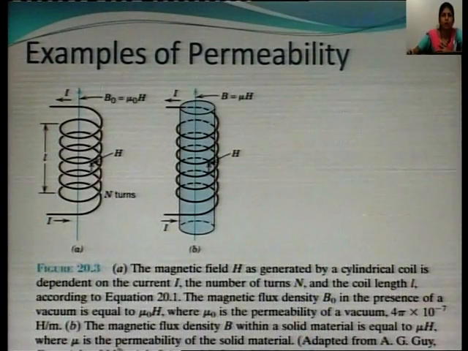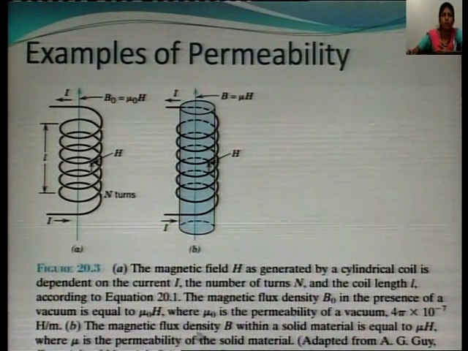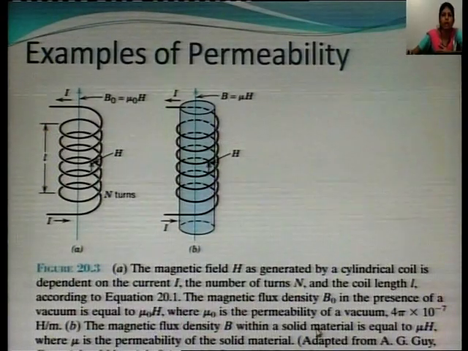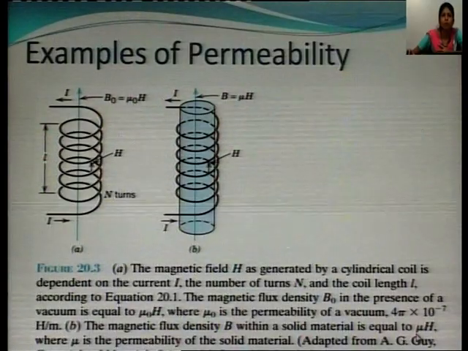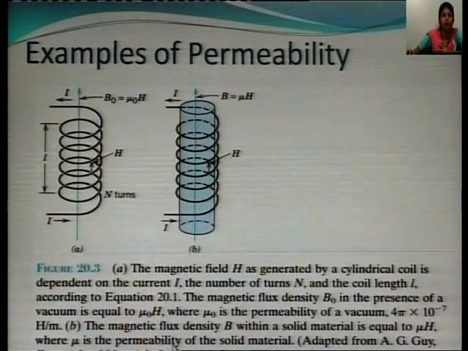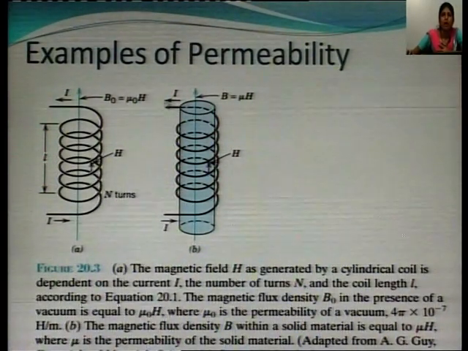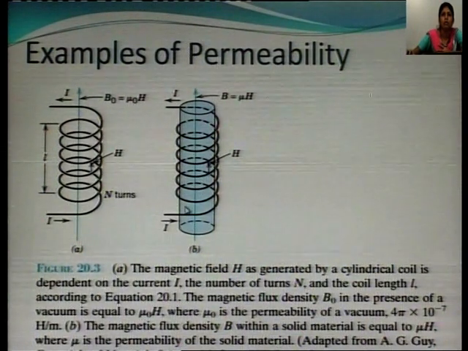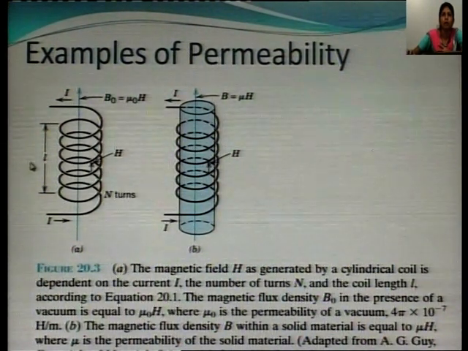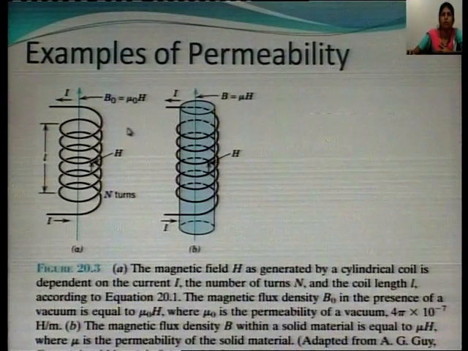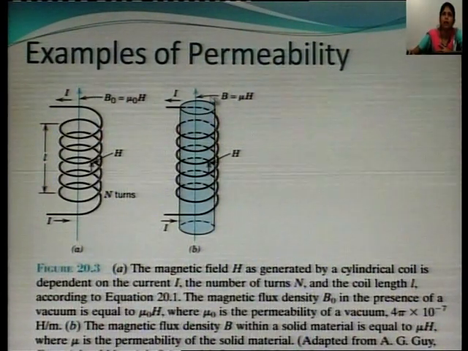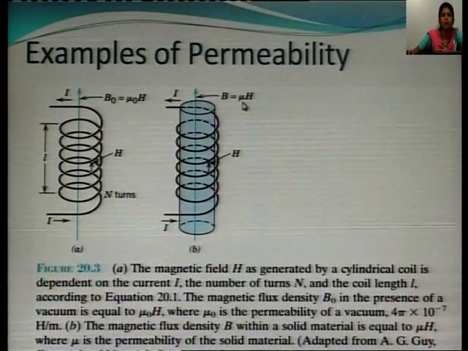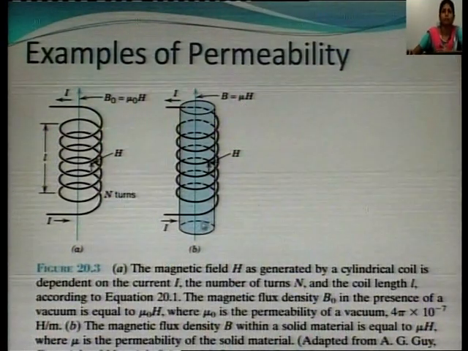Now, for figure B, the magnetic flux density B within a solid material is equal to mu H, where mu is the permeability of the solid material. So, this is the difference between a hollow cylinder and a solid cylinder. Here we have taken mu naught, which is the permeability of free space, and this mu is the permeability of a solid material.